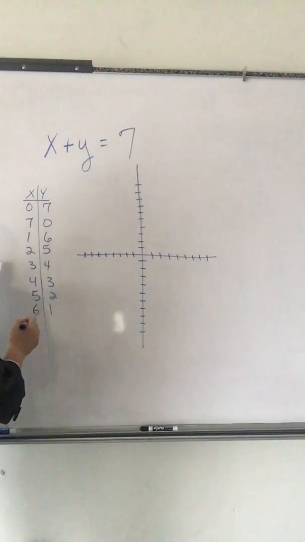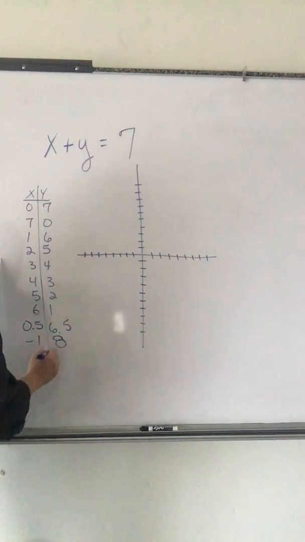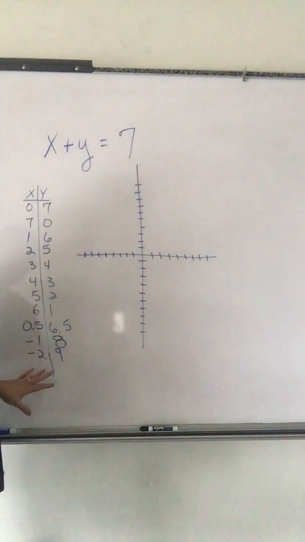And then you can see on my example here, I get into decimals. It could be a decimal amount. It could be a negative amount. -2 and 9. So this could go on forever and ever. You could think of different combinations that add to be 7.